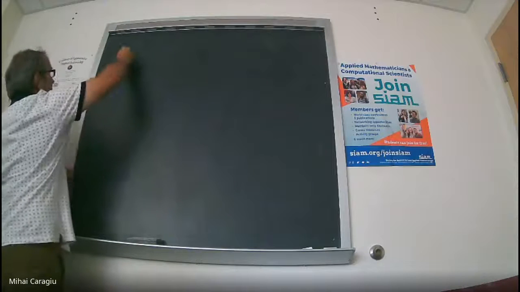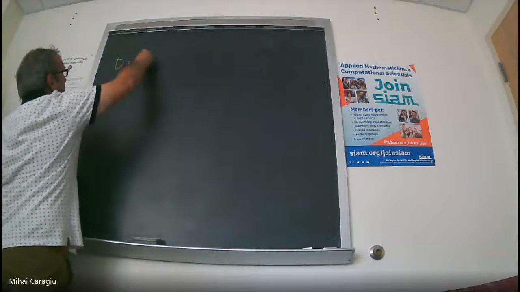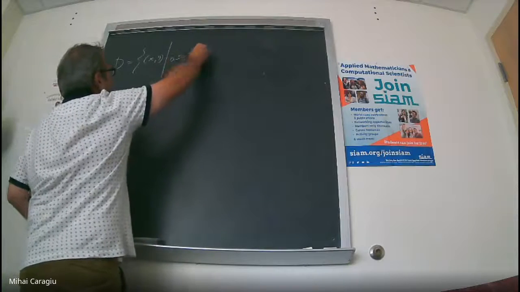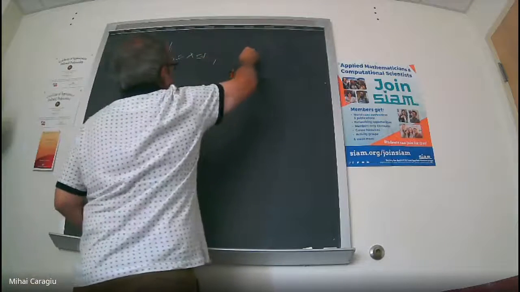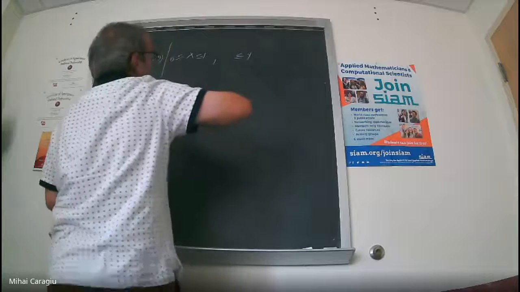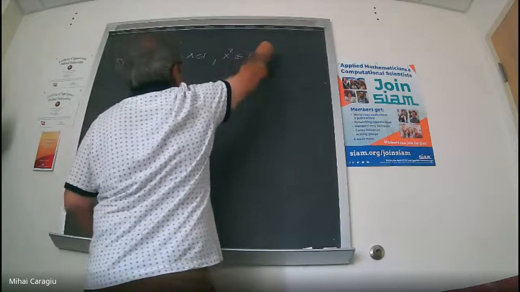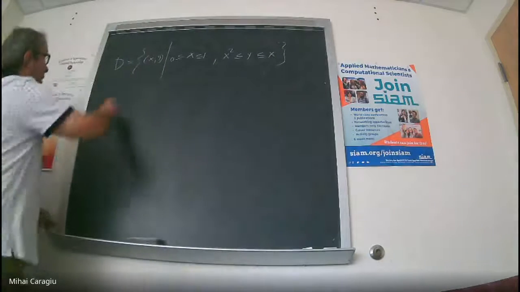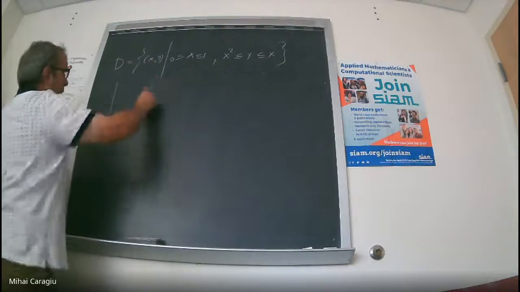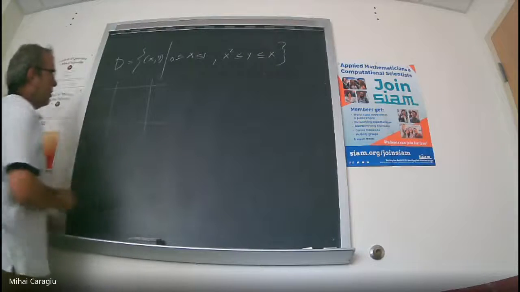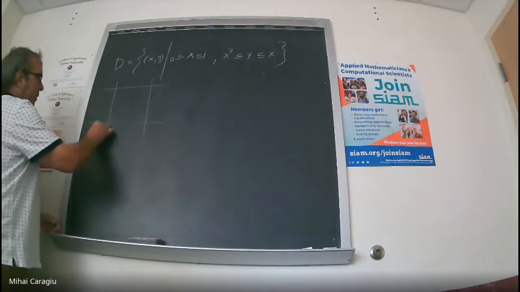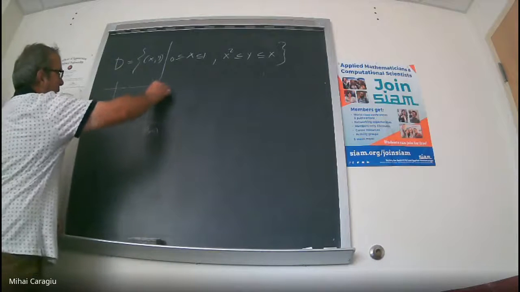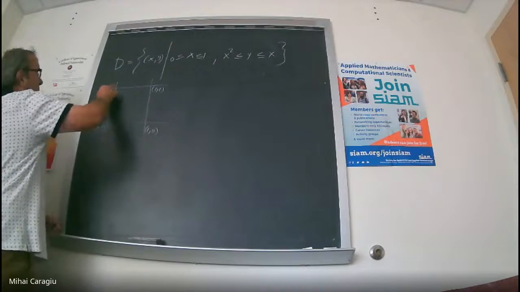Let's say D is the following set of points x, y with the property that x is from 0 to 1 and y is from x squared to x. What does it look like? Like the unit square, there's a point 0, 0, 1, 0, 1, 1, 0, 1.